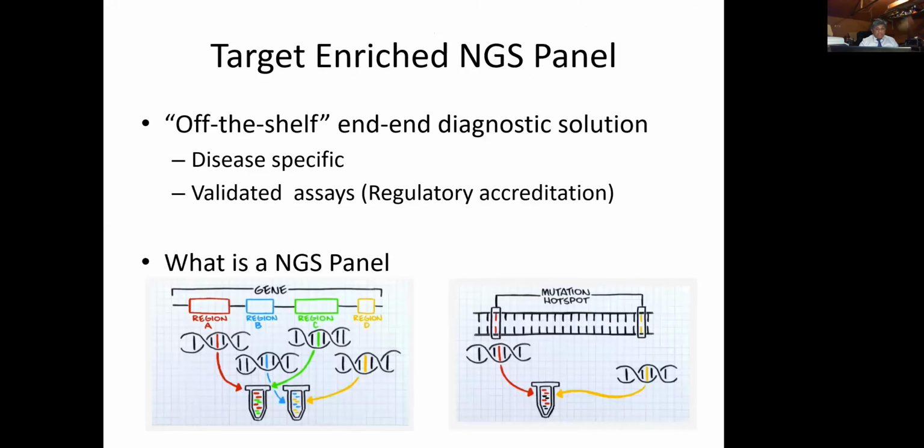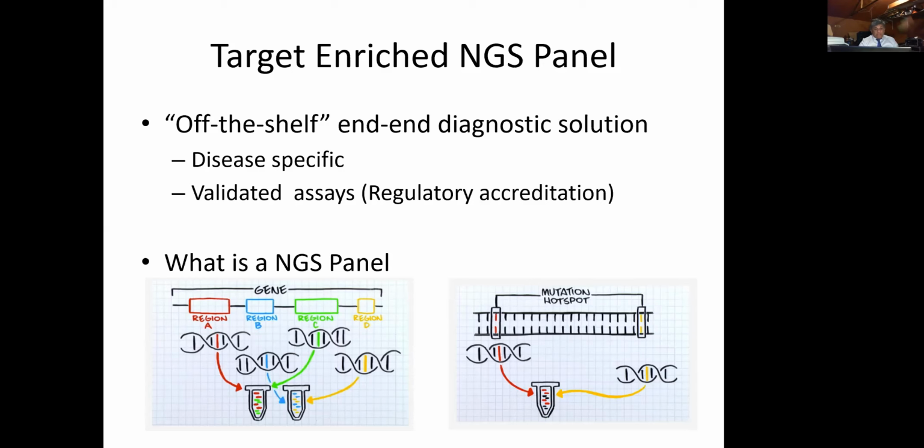So targeted enriched next generation sequencing panels, they can be bought commercially from biotechnology companies, diagnostics companies that sell an off-the-shelf end-to-end solution, providing everything from the preparation and the reagents to the machines and also the computing algorithms and the hardware that does all the analysis.